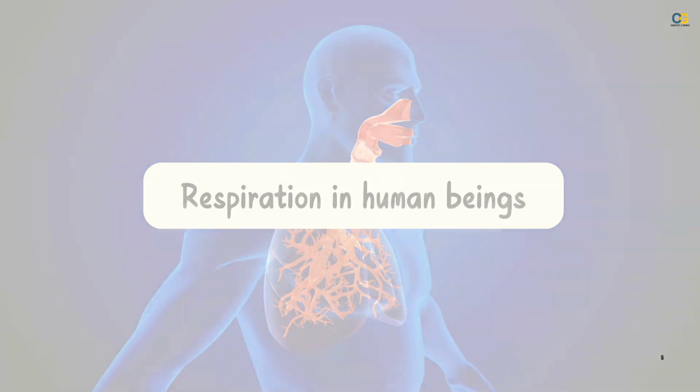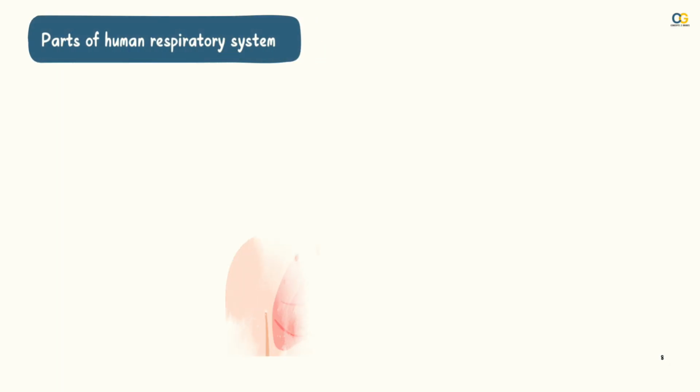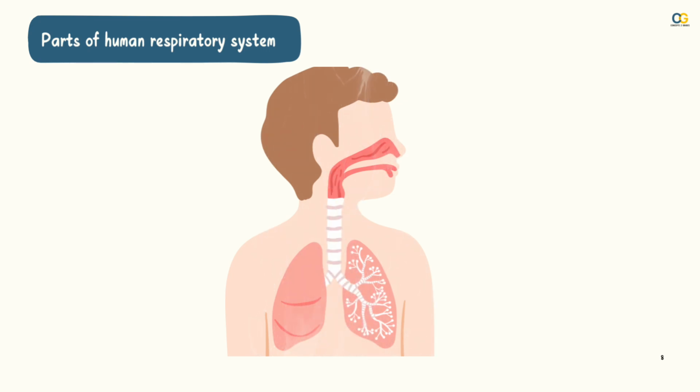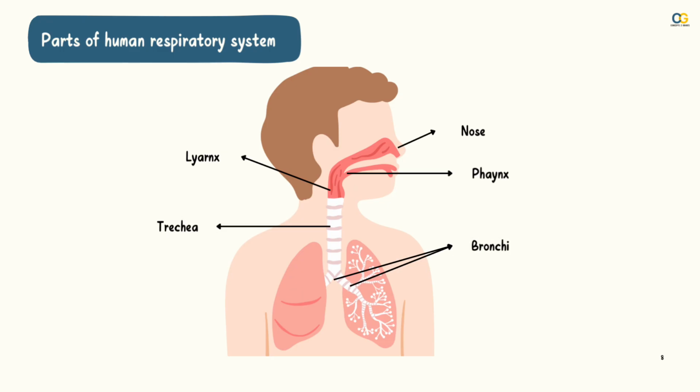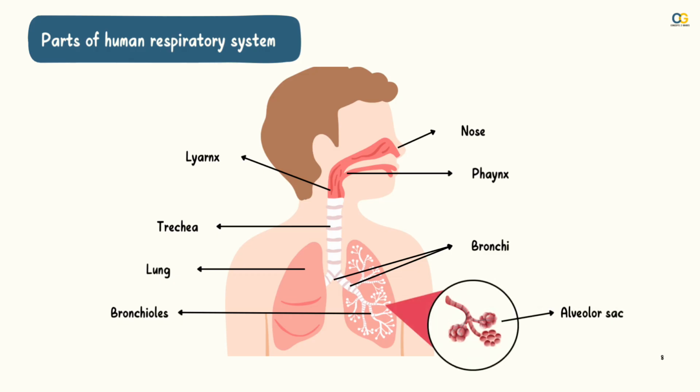So let us look at the parts of the human respiratory system. It starts with the nose and then pharynx and larynx, which help in swallowing and voice. Then we have the trachea, which branches out into bronchi and further into bronchioles inside the lung, which end at alveolar sacs. Let us now understand the entire process of respiration. Let us see what happens at each step.